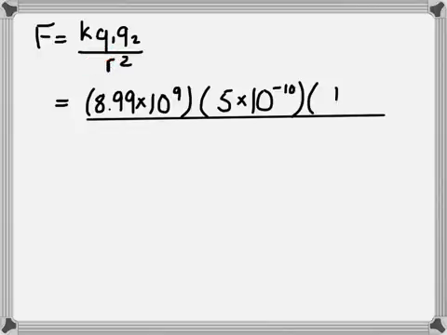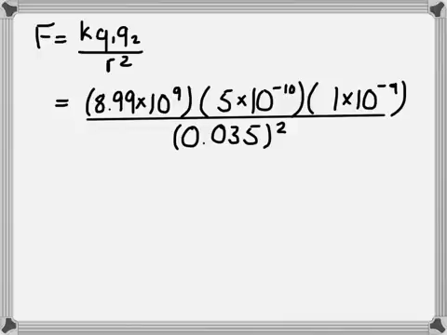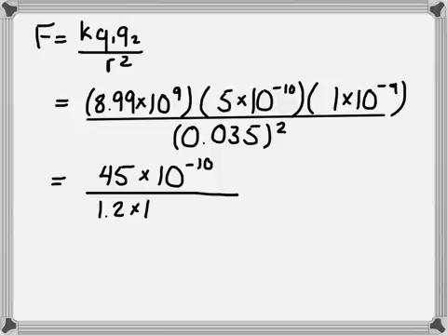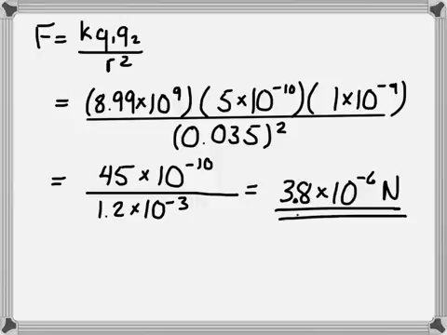when we're calculating with Coulomb's law here. Okay, so I'm going to leave out the positive sign for the second charge, and I get 1 times 10 to the negative 9. And then I need to divide that by r squared, 0.035 squared. Okay, when I evaluate all of this, what I get in the numerator is 45 times 10 to the negative 10. And what I get in the denominator is 1.2 times 10 to the negative 3. And the final number I get is 3.8 times 10 to the negative 6 newtons.